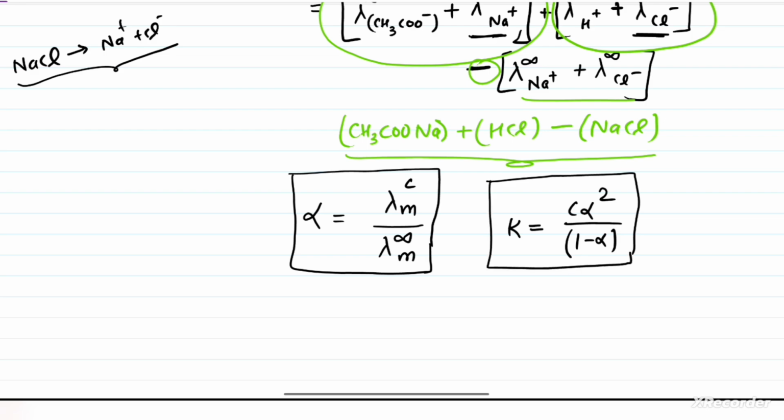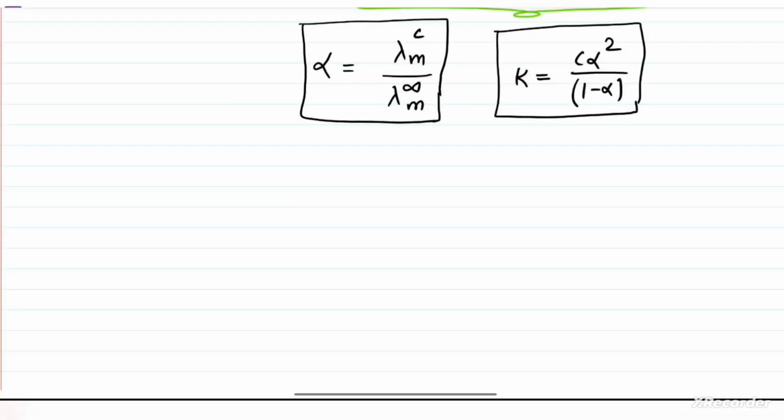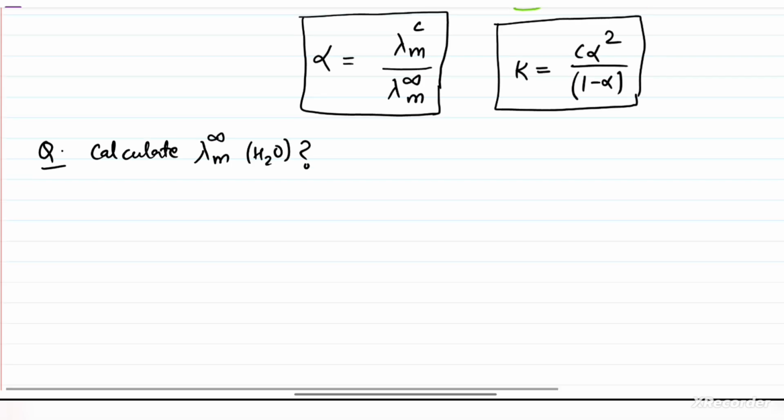Even in this chapter, we have one question in NCERT in which we have to calculate λm for any acid using Kohlrausch law. I think this question is going to be important for this year's board exam. The question is: using Kohlrausch law, calculate λm∞ of water. So how can we calculate λm∞ of water using Kohlrausch law?